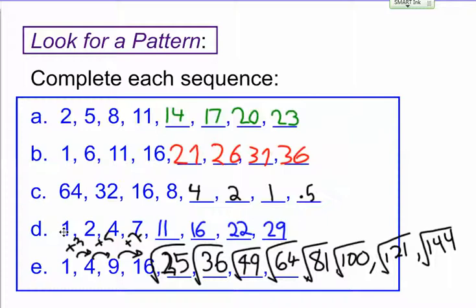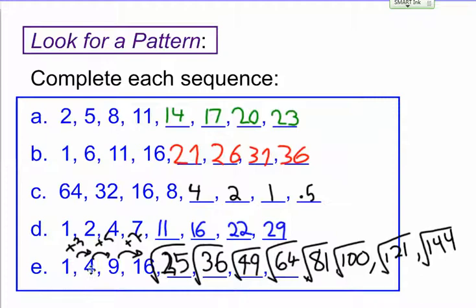In the next pattern, the numbers are increasing, but not by the same amount every time. They are increasing by consecutive numbers. First I add 1, then I add 2, then I add 3, so you had to add 4, add 5, add 6, and add 7. And the last one had several very cool patterns.